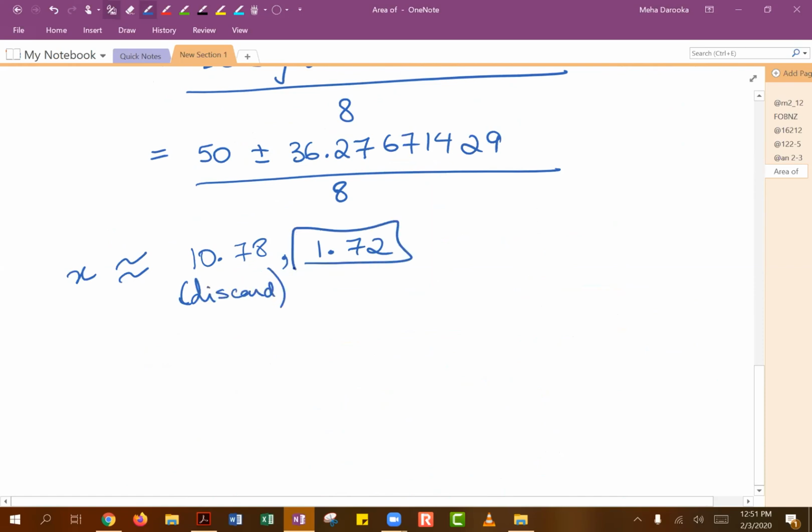So would the 10.78 be the length of the?